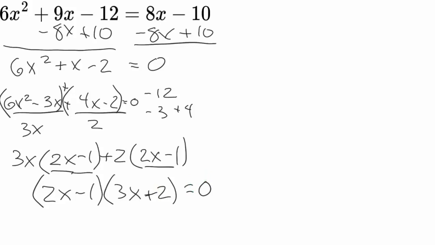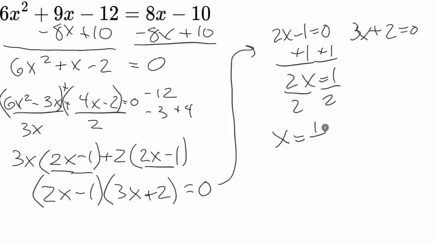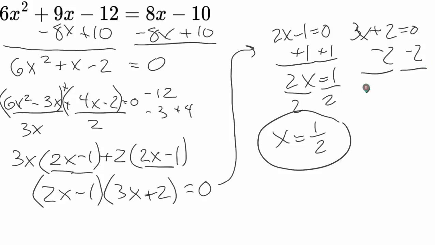Right, now we go ahead and apply our zero product property. So I have 2x minus 1 equals 0. I have 3x plus 2 equals 0. And so plus 1, 2x equals 1, divided by 2, we get x equals 1/2. Subtract 2 from both sides. Divide by 3, and we get x equals negative 2/3.